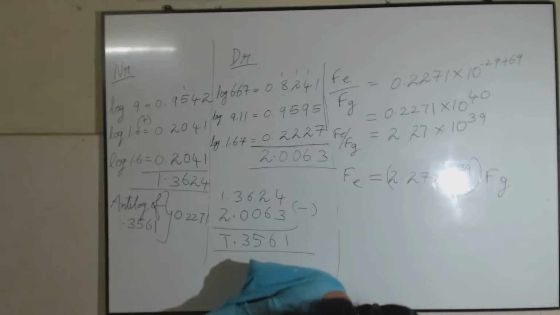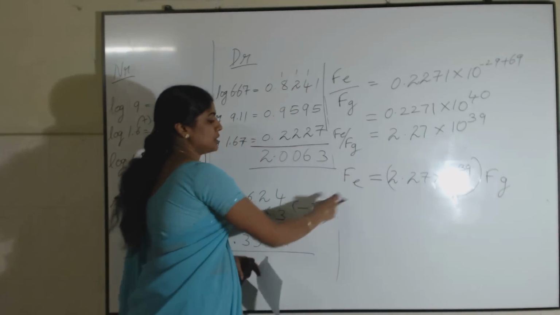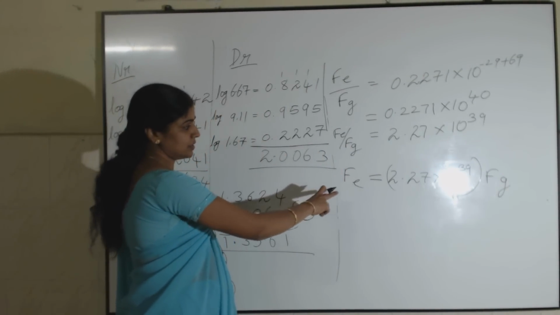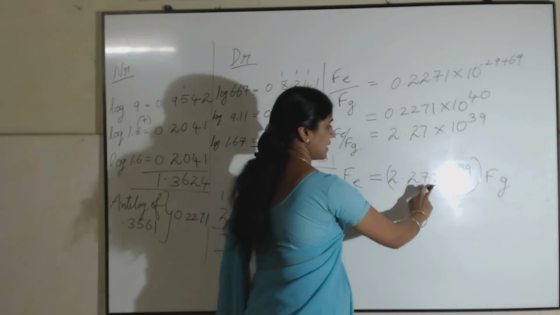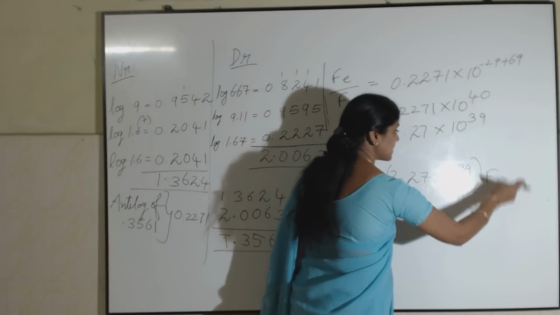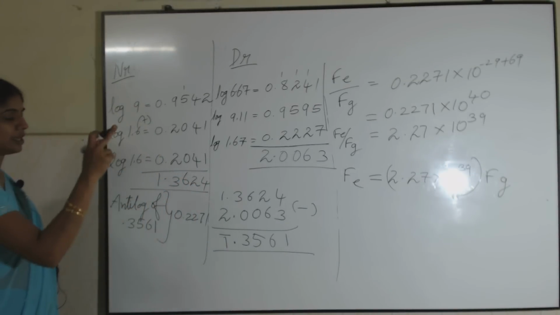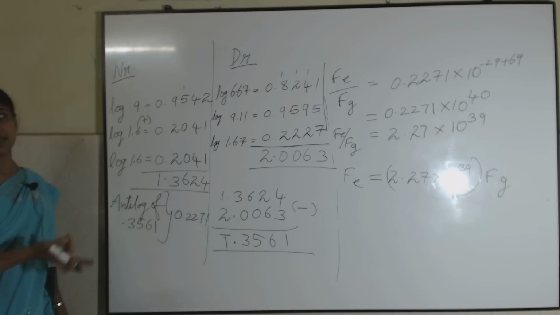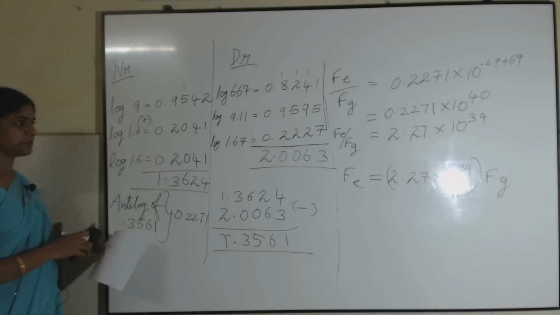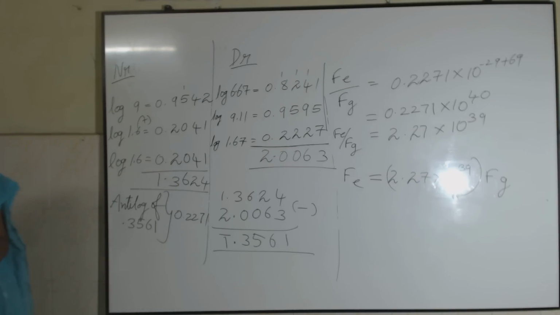So, here which force is greater? This electrostatic force is greater, that is 2.27 into 10 power 39 times the gravitational force. So, which force is greater? This electrostatic force is greater than the gravitational force. So, this is a very important sum. Then, we will go for the exercise problem based on Coulomb's law.